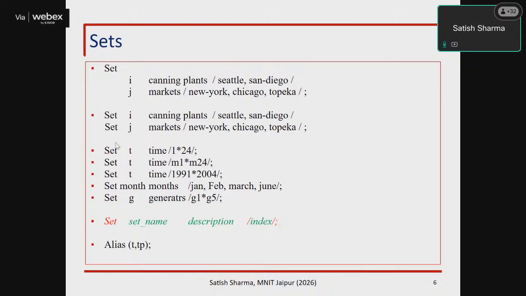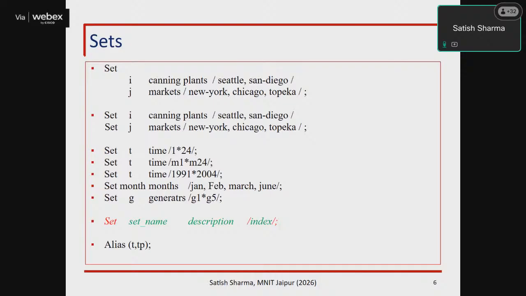Another way of doing it is, let's say I have to mention 24 hours. Okay, so I have defined a set T. This set is fixed, this is red, then this is a name given by me. You can give time, you can give double T, triple T, or T123, whatever you want. Then you can define it, whatever words you want to use. Then in the slashes I have given 1 star 24. It means 1, 2, 3, 4 and up to 24. So there are 24 values.